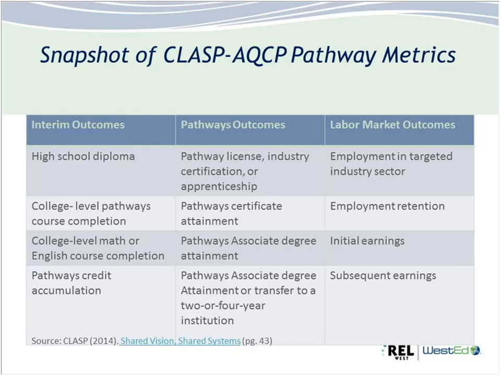When they look at the middle, the pathway outcomes, or I think they call them education and training outcomes in the full document, this might be licenses or industry certifications. This might be an associate's degree, or even an associate's degree for transfer if that's relevant. And then there are labor market outcomes, right? This could be employment in targeted industry sectors, so sectors that align with your CCPT or other high quality pathways. It might be about employment retention in some of those pathways, and initial and then subsequent earnings in those pathways.